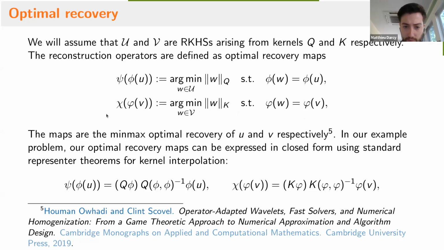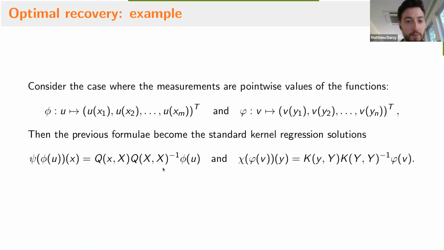And the reason why we do this is because these are min-max optimal recoveries of u and v respectively. And one of the nice things as well is that they have closed form solutions. And these are given by the representer theorem for kernel interpolation. So if you're familiar with kernel methods in general, you might have seen this formula before.